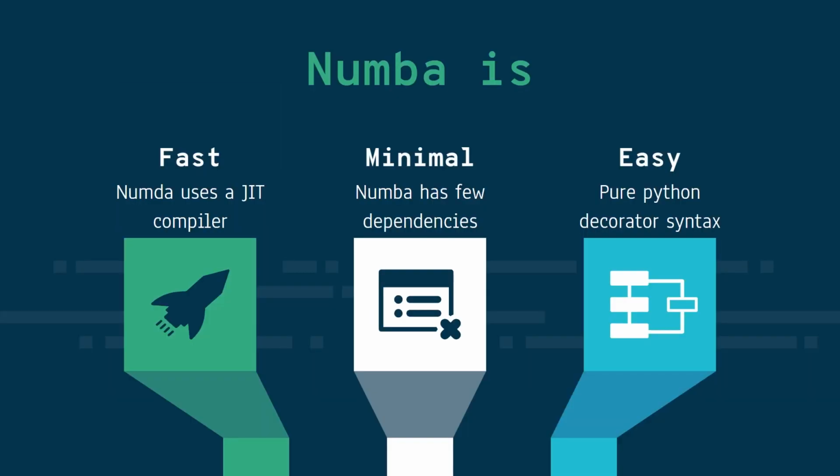Three things that describe Numba are that it's fast, so it uses this just-in-time compiler to make your Python code faster. It's also minimal in the sense that it has really few dependencies. For instance, you don't need to install a C or C++ compiler. You just need Python and the Python library Numba. And finally, it's easy to learn. You just need to add a decorator here or there for your functions, and that's more or less it. So you don't need to learn a whole new language in a sense. This should be pretty easy to learn.